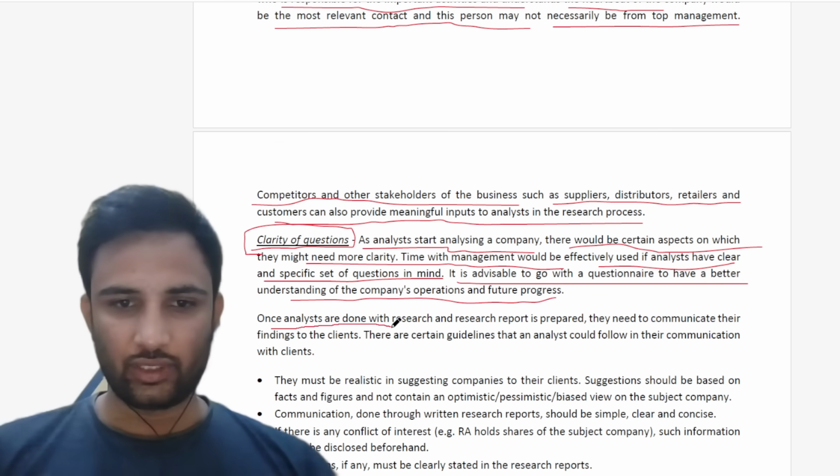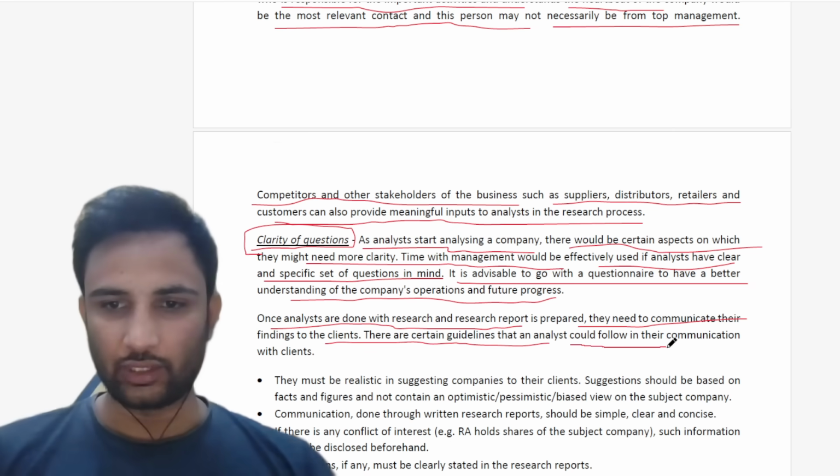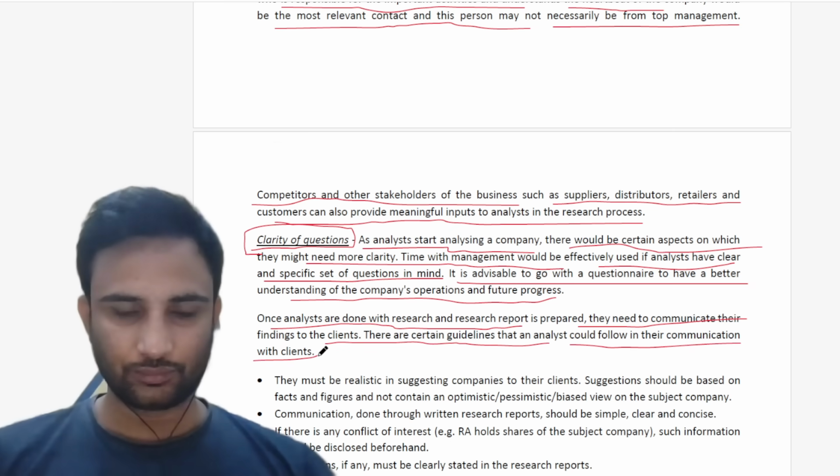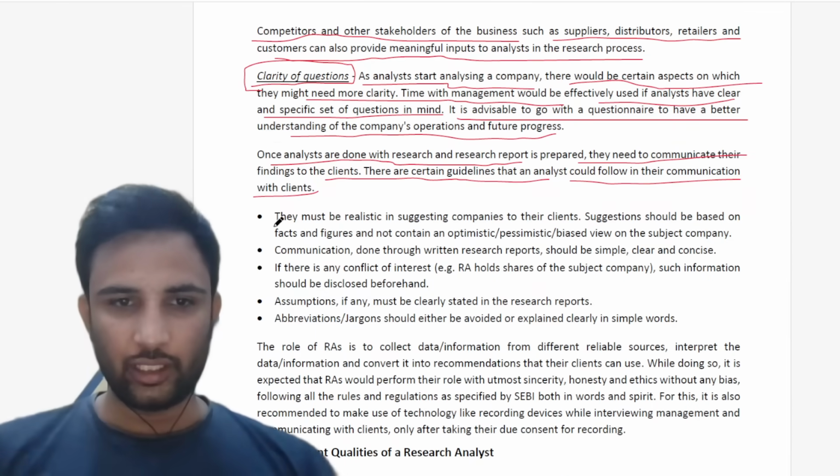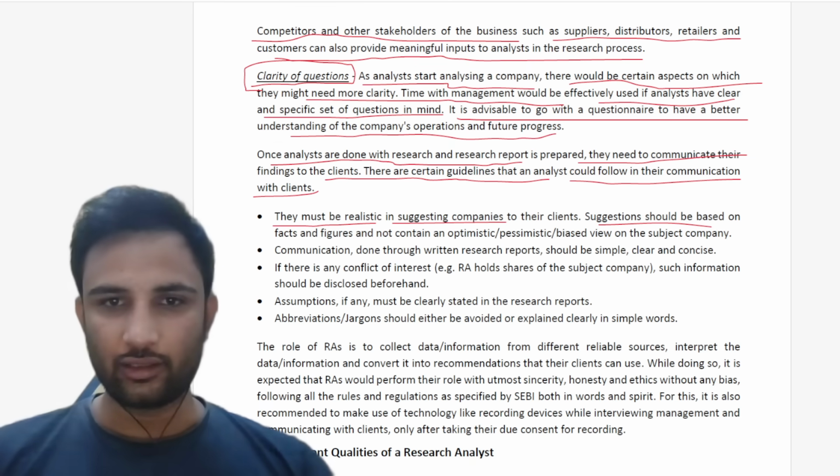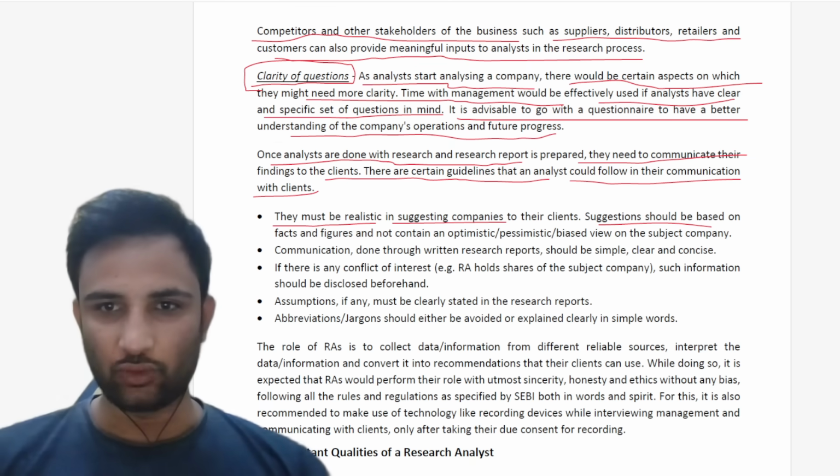Once analysts are done with research and the research report is prepared, they need to communicate their findings to the client. There are certain guidelines that an analyst could follow in their communication with clients. They must be realistic in suggesting companies to their clients. Suggestions should be based on facts and figures and not contain an optimistic or pessimistic or biased view on the subject company.